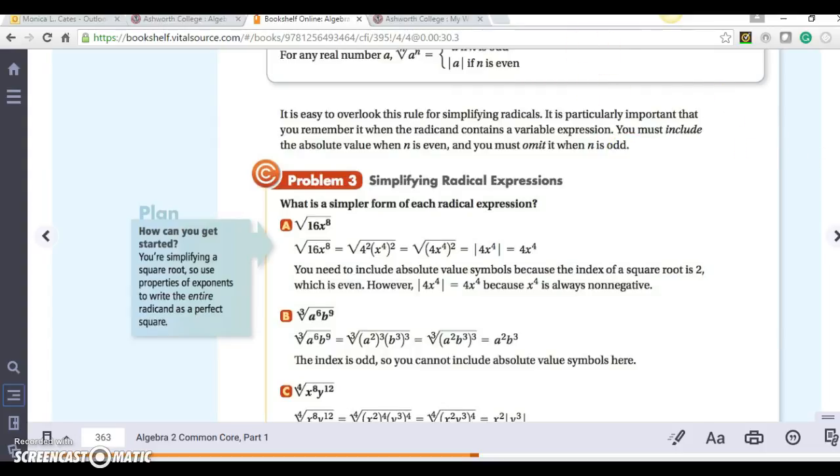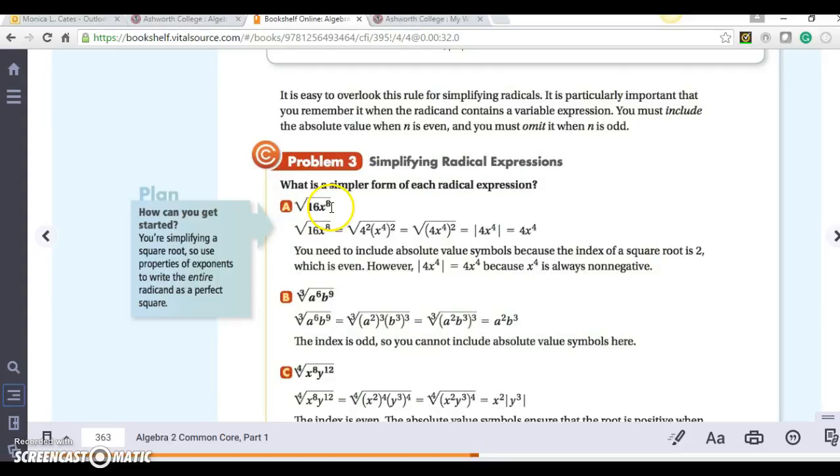Alright, so let's look at the first one. So we have the square root of 16x to the 8th. So when we take the square root, we know that the square root of 16 is 4. And then really when I do square root, all I'm doing is dividing my exponent by my index. My index here, remember when there's nothing there, there's a 2. So 8 divided by 2 is 4. So I get 4x to the 4th power. Well, because x to the 4th power is going to be non-negative no matter what I put in there, I'm always going to get it to be positive. I don't need the absolute value. So when it's even like that, I don't need the absolute value.